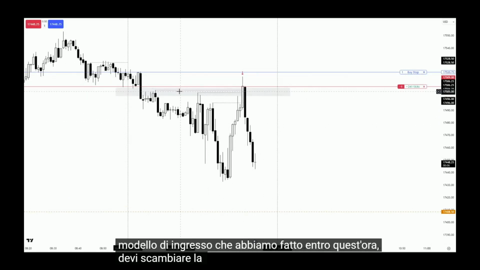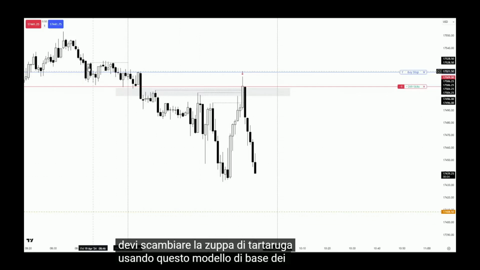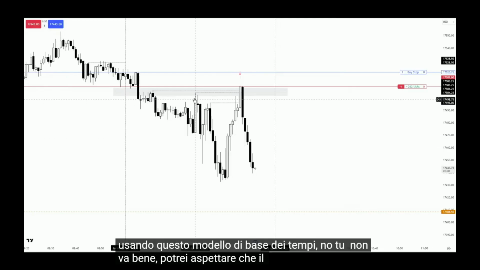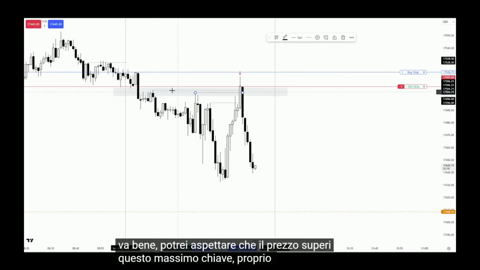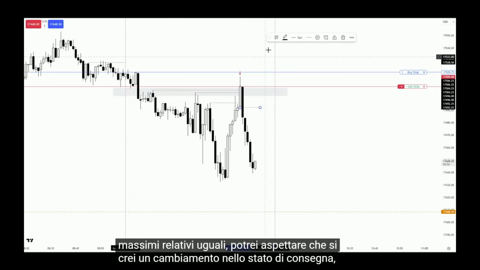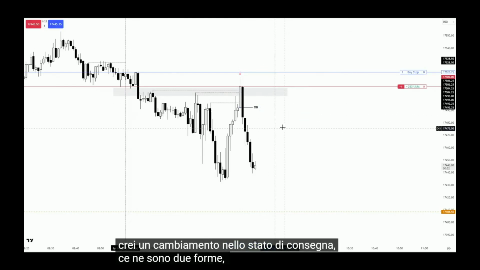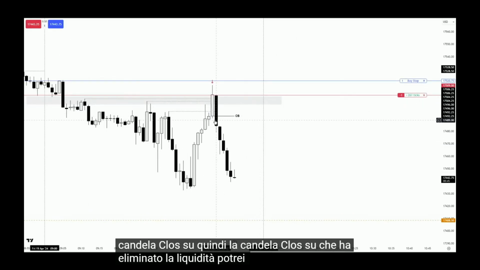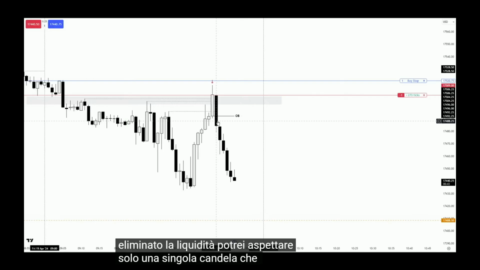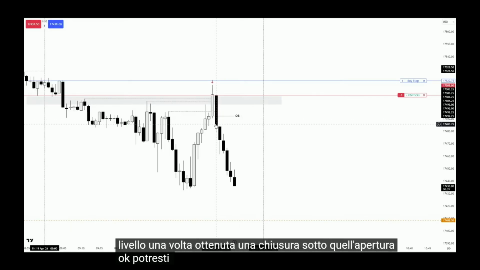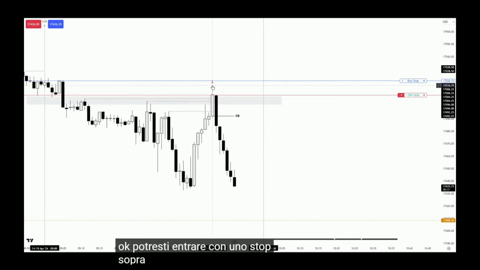Do you have to trade the turtle soup using this time-based model? No, you don't. I could wait for price to go above this key high right here, these relative equal highs. I could wait for it to create a change in the state of delivery. There's two forms of that. I could wait for it to close beneath this specific up close candle, the up close candle that purged the liquidity. I could wait for just a singular candle close below that level. Once we get a close beneath that open, you could enter with a stop above this previous high.